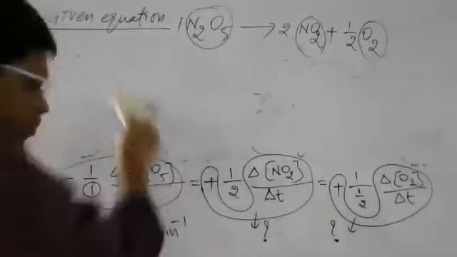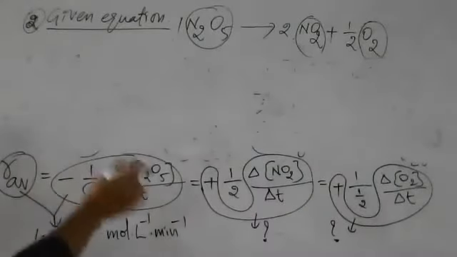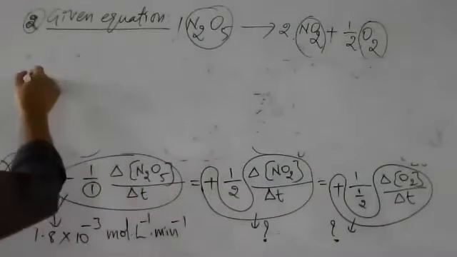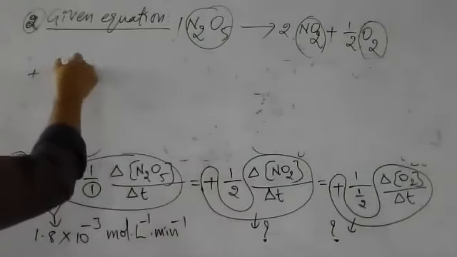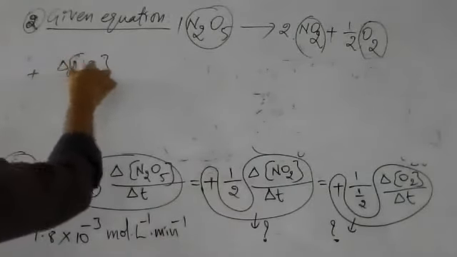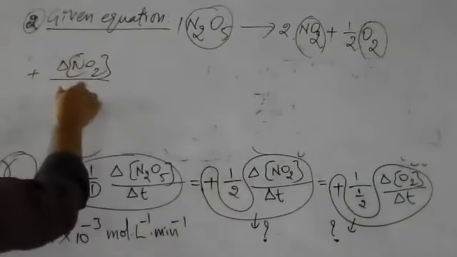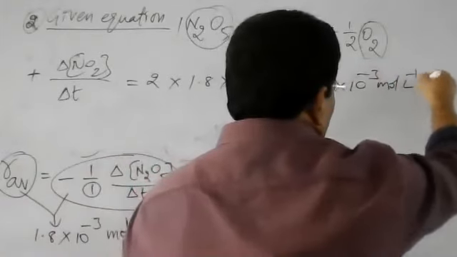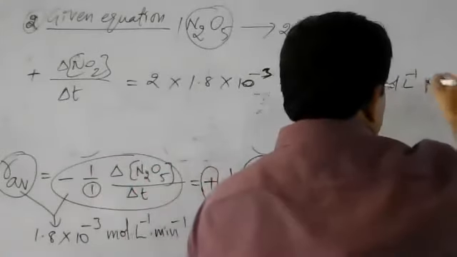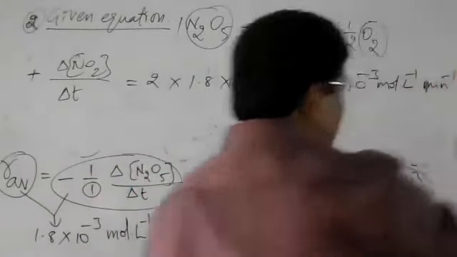What we need to get? Here, the rate of formation of NO2. That means plus delta NO2 by delta T is equal to what? This 1 by 2 taken this side, 2 into 1.8 into 10 power minus 3. That equals 2 into 1.8, which is 3.6 into 10 power minus 3 mole liter inverse minute inverse.